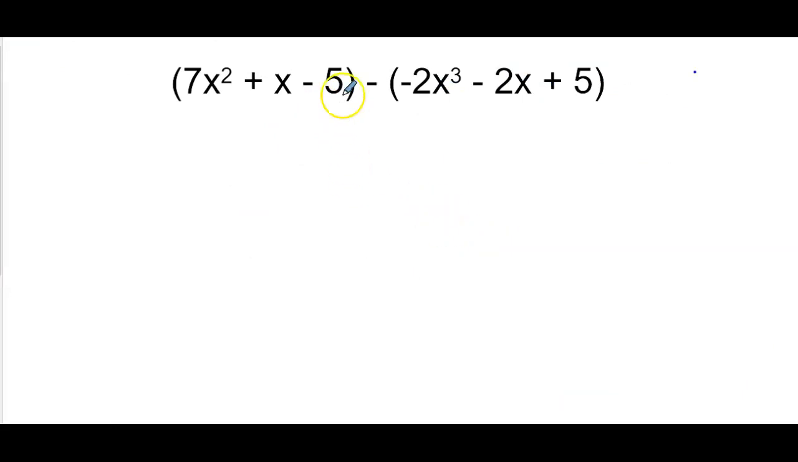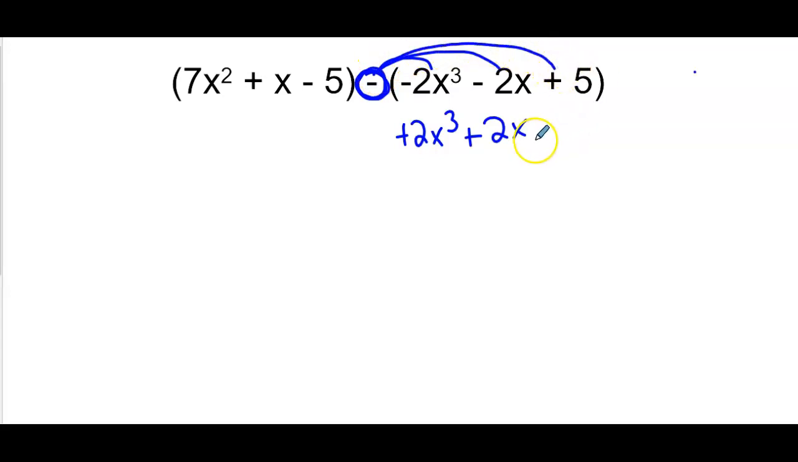For this one, we are subtracting 2 polynomials. Notice the subtraction sign here. That means that we need to distribute that subtraction sign to everything in the back parentheses. So when we distribute that, a negative times a negative becomes a positive. A negative times a negative becomes a positive. And then a negative times a positive is a negative. Really, all we're doing, if you notice, we're just changing the sign.